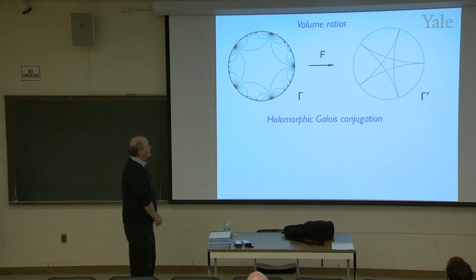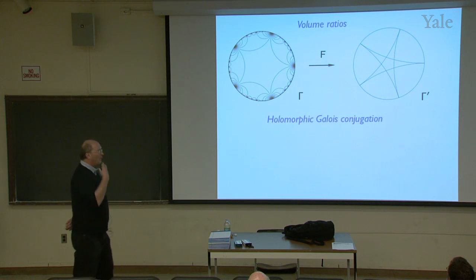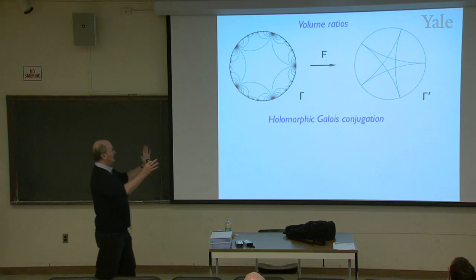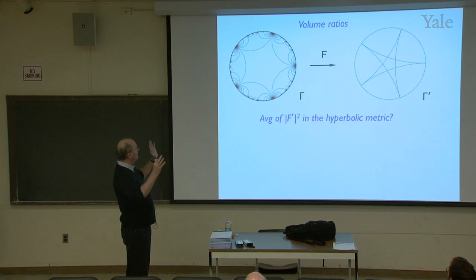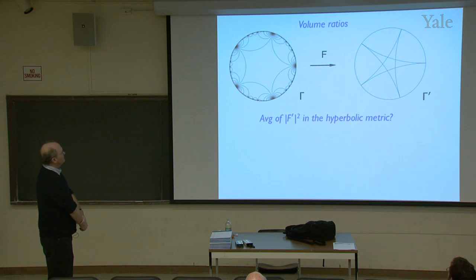Okay, now here's the question I would like to ask in this setting. This map is certainly a contraction for the hyperbolic metric, as is any map by the Schwarz lemma. Here's a finite-sided fundamental domain. I can ask, what's the average contraction of this mapping? Well, let's say the contraction of volume. So what is the average value of f prime squared in the hyperbolic metric?